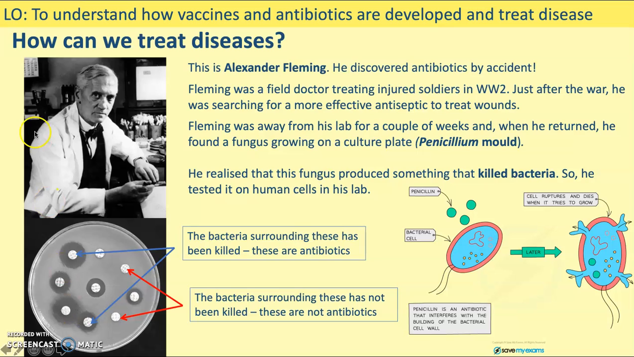Okay, so this man here is Alexander Fleming. He discovered antibiotics by accident. He was a field doctor treating injured soldiers during World War II, and just after the war, he was searching for a more effective antiseptic to treat wounds. So he worked with bacteria, he grew bacteria, and tried to find different disinfectants that would be able to help the soldiers. So he was away from his lab for a couple of weeks, and when he returned, he found a fungus growing on a culture plate. So a culture plate is what he would grow the bacteria in.